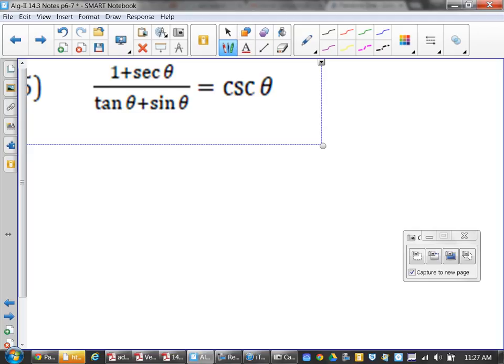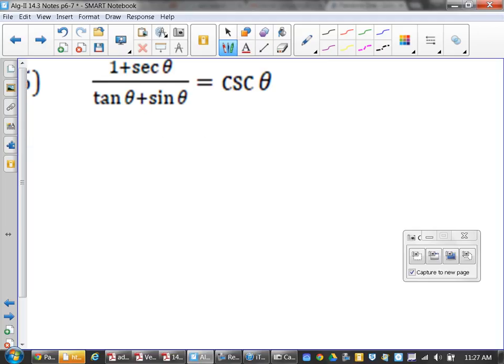So when that happens, or if you have 4 parts within 1 fraction, go right to sines and cosines and get common denominators. So I'm going to rewrite in terms of sines and cosines: 1 over 1 plus 1 over cosine, all over sine over cosine, plus sine over 1. You okay with that? Common denominator up top is going to be a cosine, so this becomes cosine plus 1.